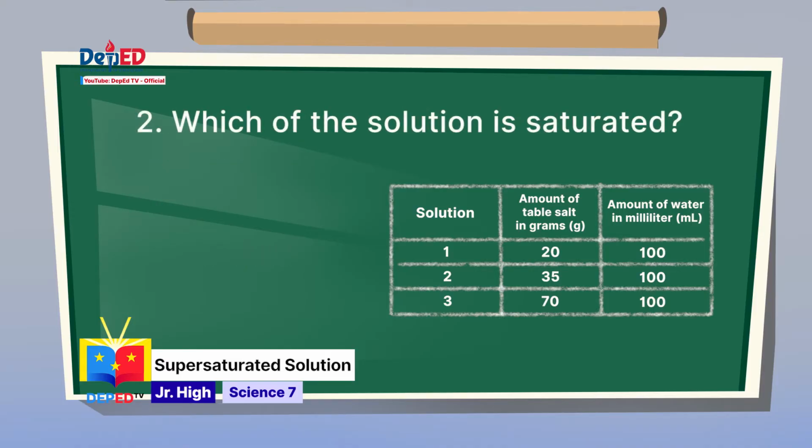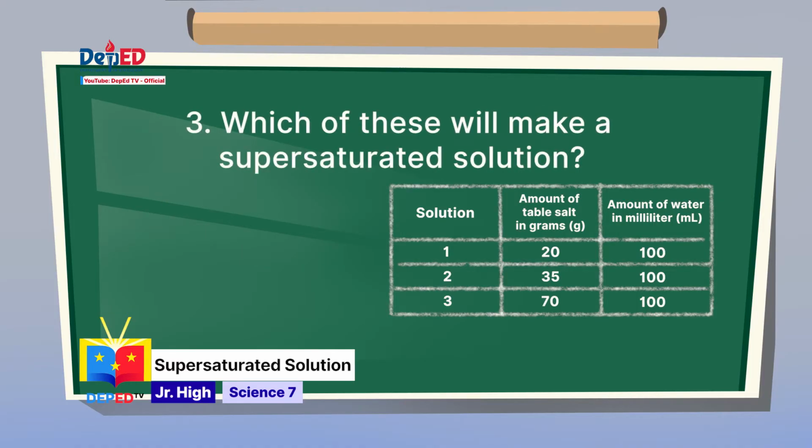Number 2. Which of the solution is saturated? Considering that 35 grams of table salt will form a saturated solution in 100 milliliters of water, and that solution too contains the same amount of salt and water, that makes it the correct answer.